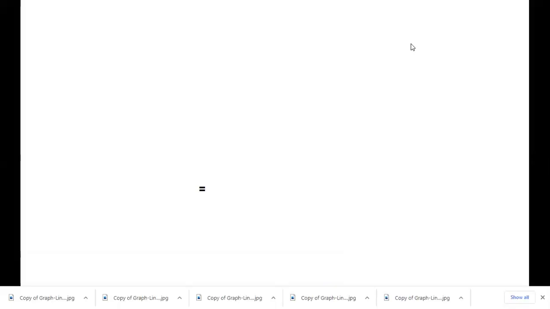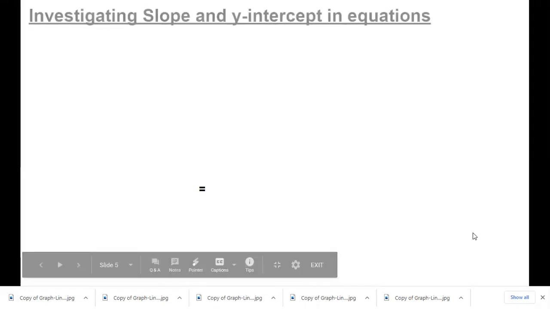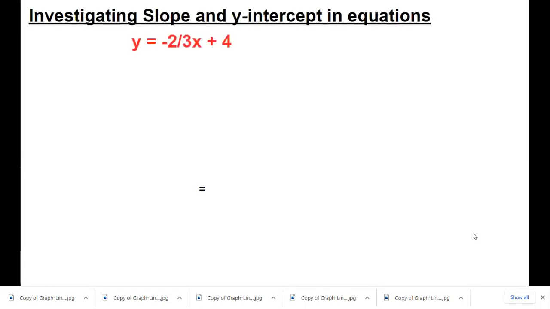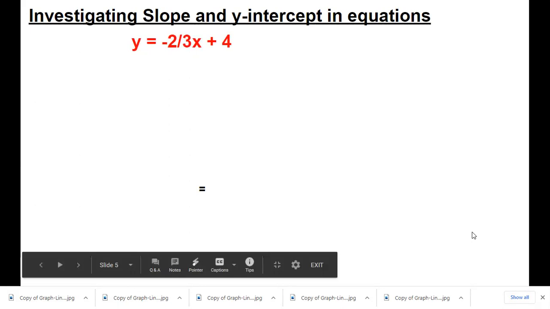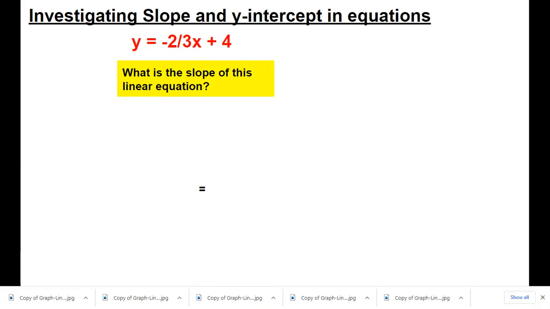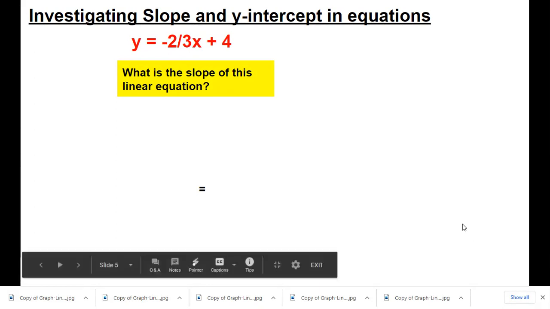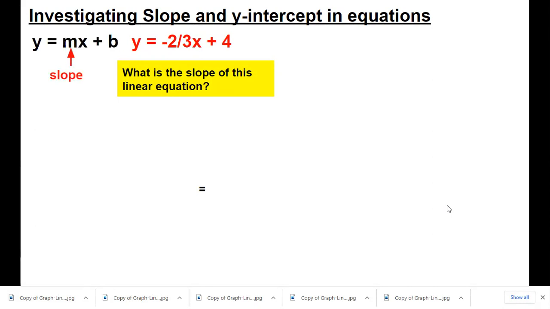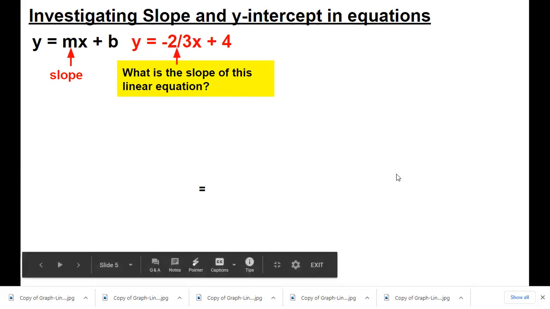Okay, so I fixed the animations in this slide so that it would make more sense. So here we go. Investigating slope and y-intercept in equations. Here's our equation. Y equals -2/3 x plus 4. So what is the slope of this linear equation? Did you say the number in front of the x, -2/3? Why is that? Because here's our equation, y equals mx plus b. The coefficient in front of the x is always the slope. So that is our slope, -2/3.